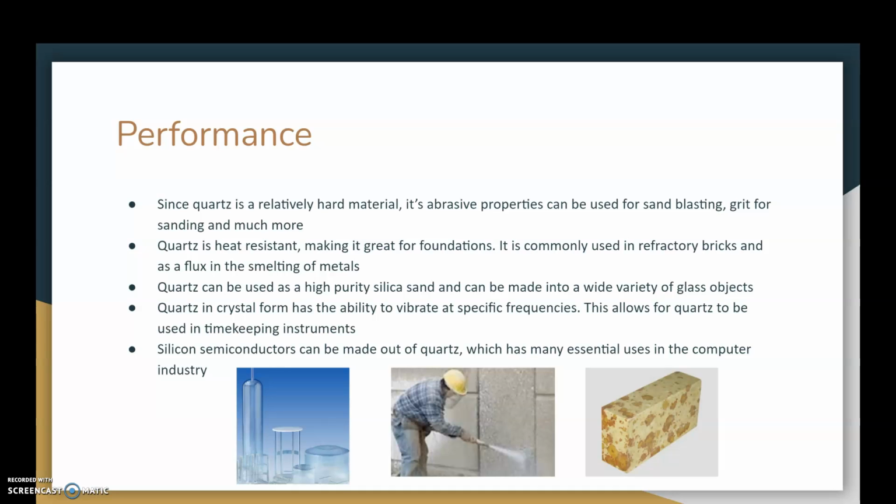Quartz can be used as a high purity silica sand and can be made into a wide variety of glass objects. Quartz in crystal form has the ability to vibrate at very specific and precise frequencies, and this allows for quartz to be used in timekeeping instruments. Silicon semiconductors can be made out of quartz, which has many essential uses in the computer industry.